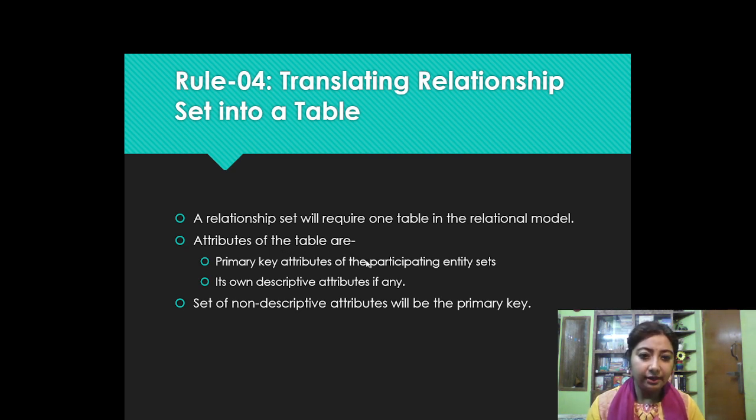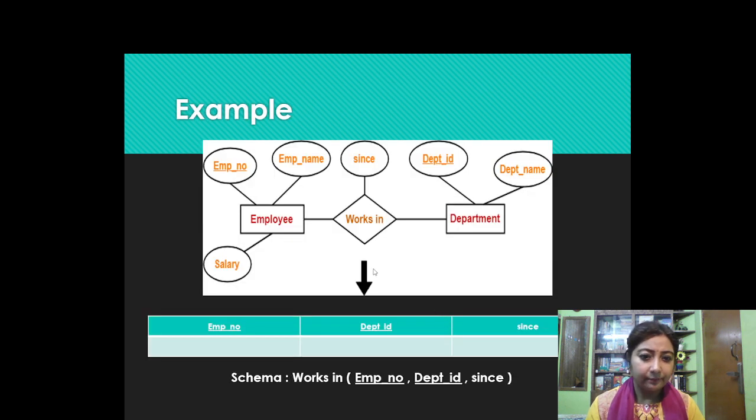Attributes of the table are, firstly, the primary key attributes of the participating entity sets and its descriptive attributes. The non-descriptive attributes will be the primary key. In this example, the employee entity has the primary key employee number. Department has the primary key department number or department ID. Now this works in is the relationship and it has its own attribute, that is since.